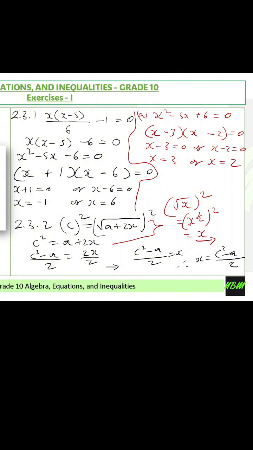But you don't have to show all the steps. Just understand that when you square a square root, you will be left with whatever is inside the square root. In this case, it is a plus 2x.